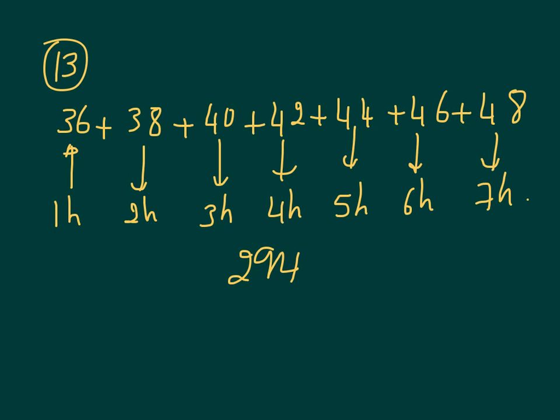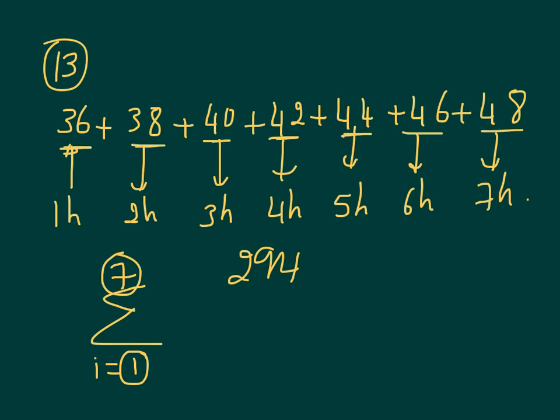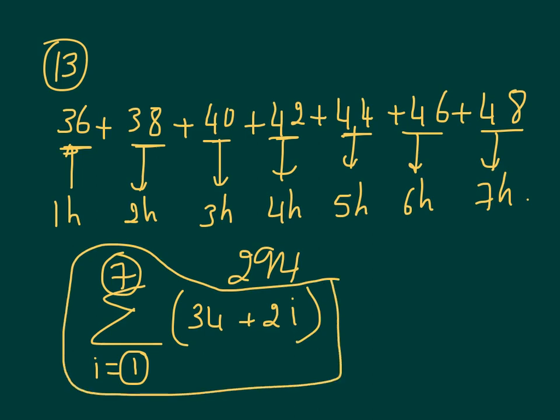Now, if you want to go ahead and put these in a rule, like a sigma notation, I will put the counter to start from 1 to 7, because I'm working from hour 1 to hour 7. And if you look at the rule here, go ahead and look at that sequence. Can you generate a rule that generates those sequences? And I found it to be 34 plus 2i. It's not the only rule you can come up with. Try to come up with another one. Good luck.